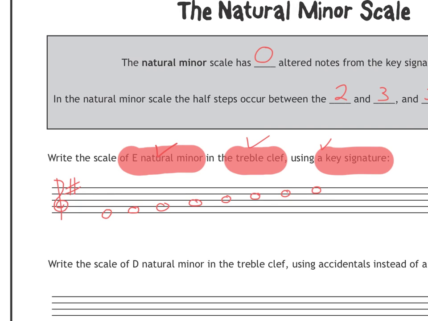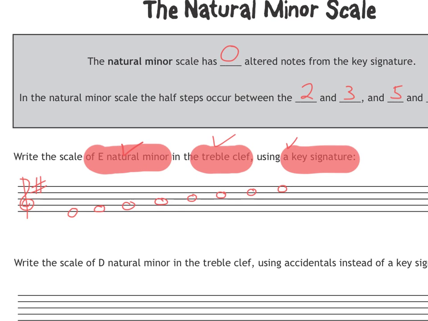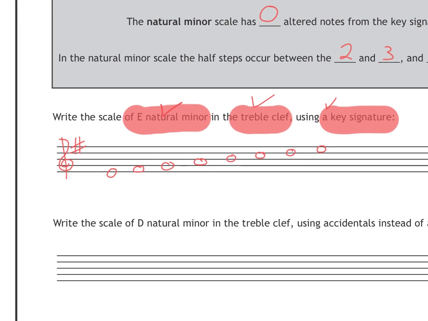I've satisfied all 3 parts, right? And just to double check, I know up here that the natural minor scale has 0 altered notes. I don't have any accidentals in my music. I'm just following my key signature. And the natural minor scale has half steps between notes 2 and 3 and 5 and 6. So do I have half steps between 2 and 3, 5 and 6? I should have them right here and where's 5 and 6? Right there.